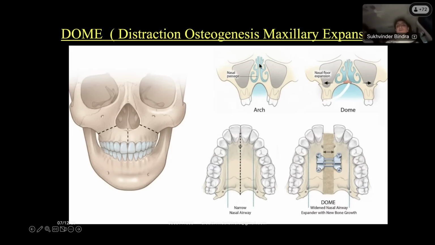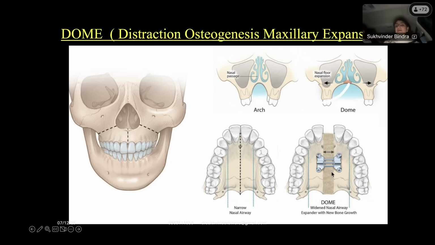And this is distraction osteogenesis maxillary expansion, where we use anchorage from the bone. The cuts are the same: bilateral Le Fort 1 osteotomy. As ENT surgeons, you are familiar with the Le Fort 1 fracture. So it is the same Le Fort 1 line. The fracture is there, but we are creating an osteotomy. And this is a mid-palatine cut.